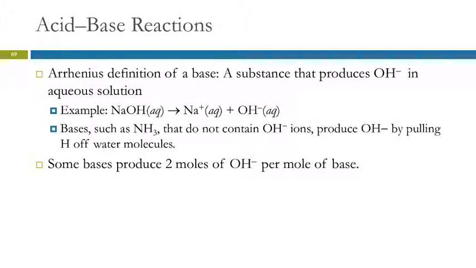The Arrhenius definition of a base is a substance that produces hydroxide ions in aqueous solution. The most common of these are metal hydroxides, like sodium hydroxide. This dissociates in water, forming sodium ions and hydroxide ions. There are bases that do not have hydroxide in them. Ammonia is one of those. Ammonia produces hydroxide ion by taking a hydrogen off of water molecules.